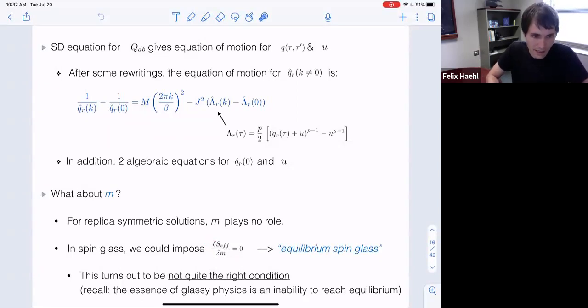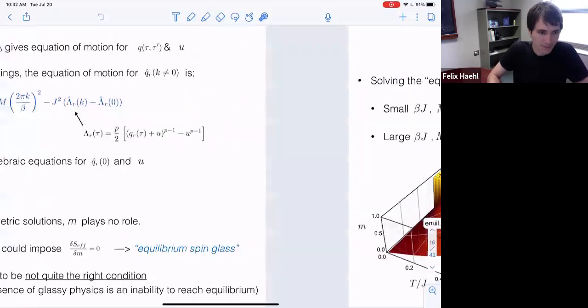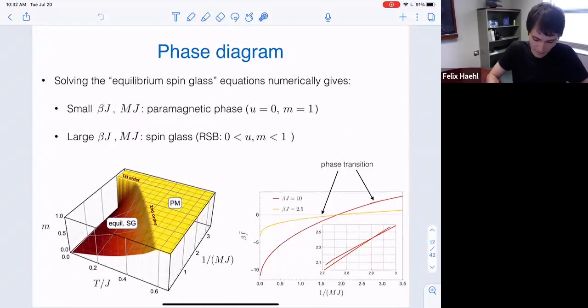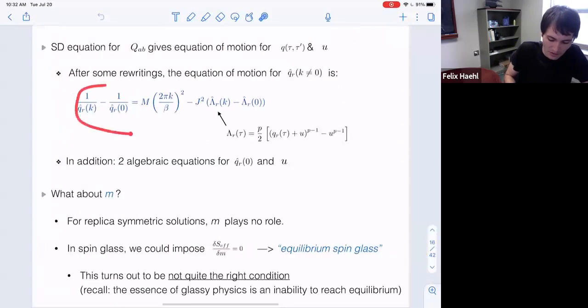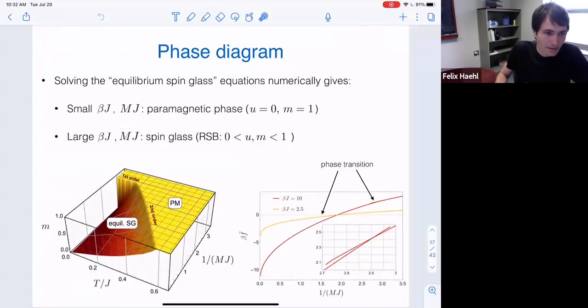But I'll get back to that in a few minutes. For now, let us understand a little bit better the phase structure of this model when you solve these equations. So the brute force way you can do that is just solve these equations numerically. You can just put this on the computer and solve it. And then one thing you'll see is the phase structure of the model.